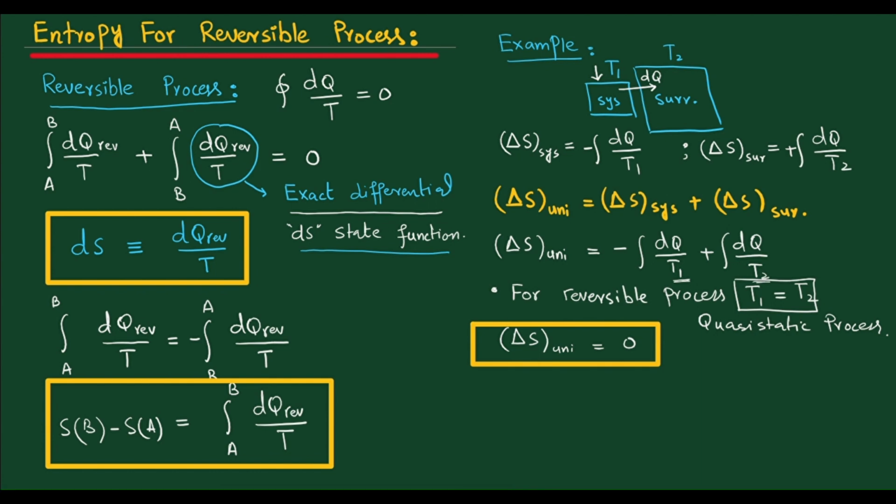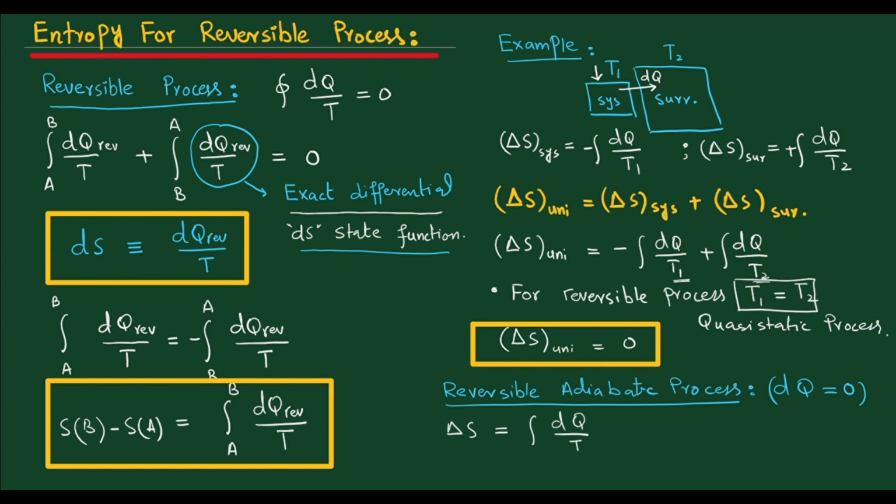If we consider the reversible adiabatic process, as we know that dQ is equal to 0 for adiabatic process, and for reversible process the change in entropy by definition is the integral from A to B of dQ over capital T. As dQ is equal to 0, then the change in entropy is also 0. The change in entropy for the reversible adiabatic process is 0. It is also called isentropic process.